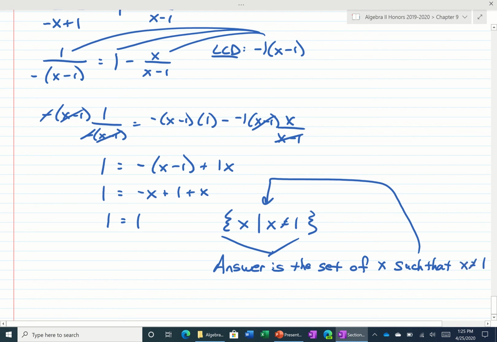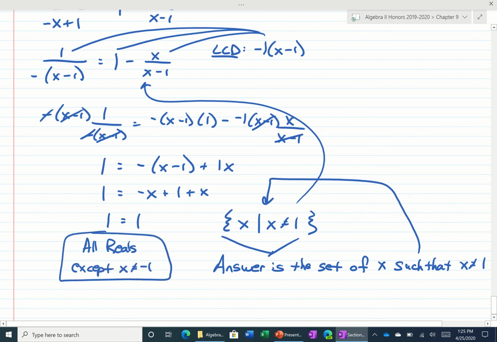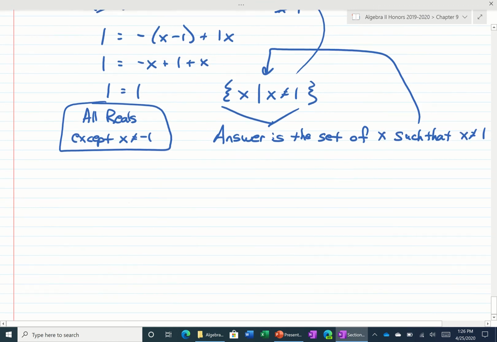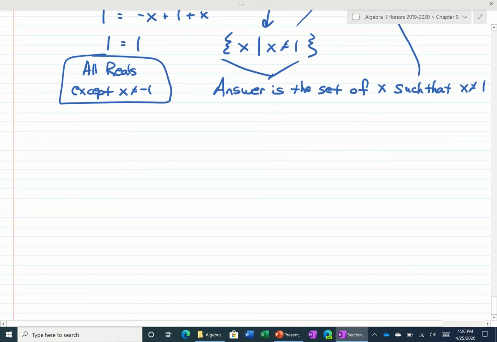So the answer is any x you could think of, 5, a million, gazillion, whatever, as long as x isn't equal to 1, because that would make the denominator equal to 0. You could just tell me for this all reals except x can't equal negative 1, because that would make the denominator 0. We'll do one more and then we'll move on to the next lesson.